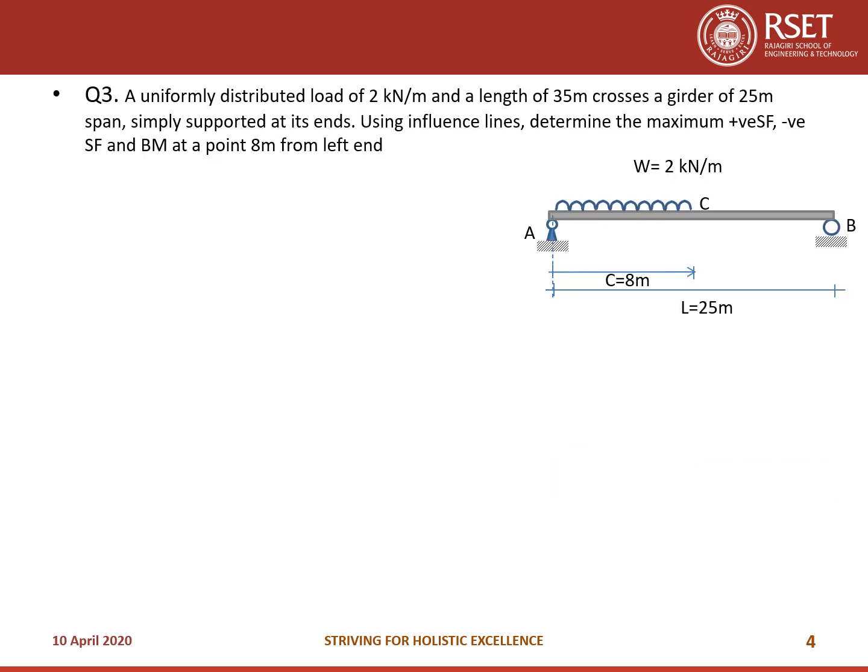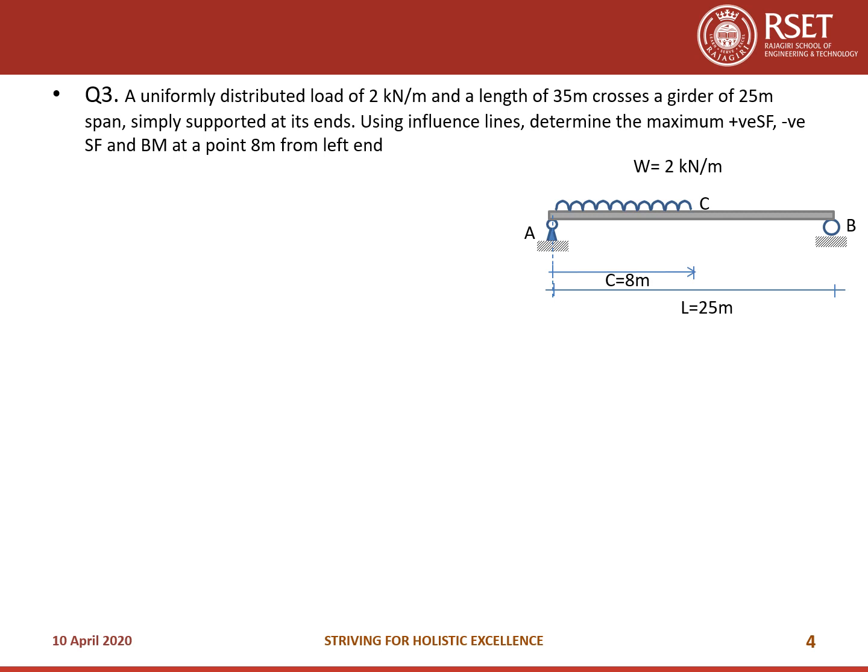Let's consider another question. A uniformly distributed load of 2 kilonewton per meter and a length of 35 meter crosses a girder of 25 meter span, simply supported at its ends. Using influence lines, determine the maximum positive shear force, negative shear force and bending moment at a point 8 meters from the left end. So this is the case where the UDL has a length which is more than the span of the member.